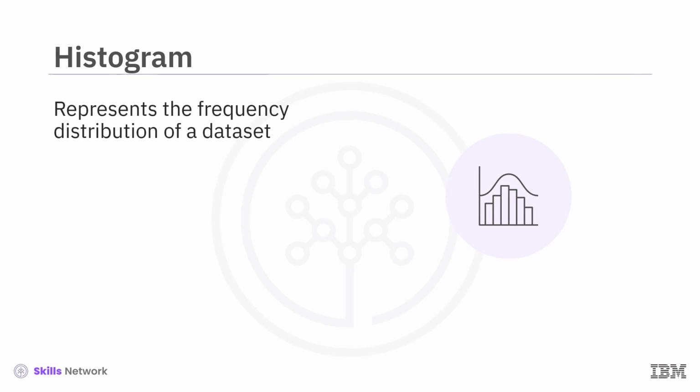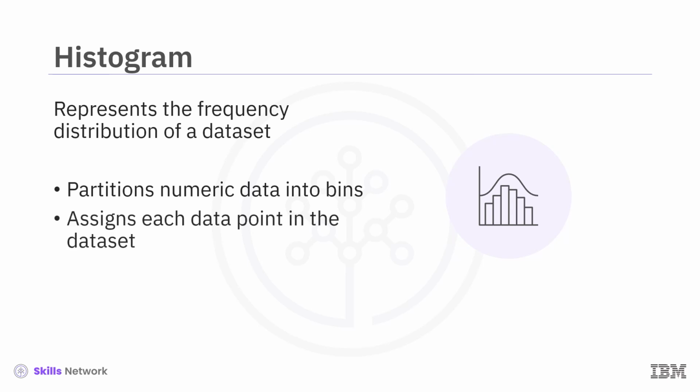A histogram is a way of representing the frequency distribution of a numeric dataset. The way it works is that it partitions the spread of the numeric data into bins, assigns each data point in the dataset to a bin, and then counts the number of data points assigned to each bin. So, the vertical axis is essentially the frequency or the number of data points in each bin.